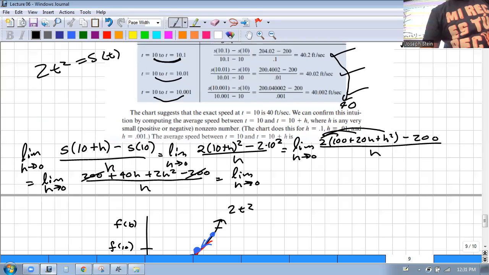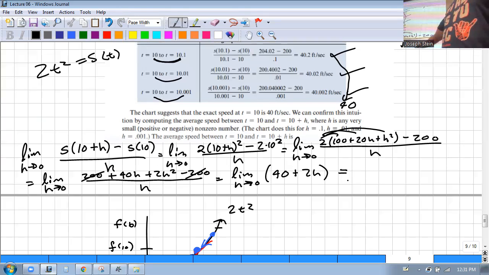Limit as H goes to 0. Everything has an H in it. 40H divided by H is just 40. 2H squared divided by H is just 2H. So we have 40 plus 2H. H is going to 0. So I'm just left with 40. Okay? That's how we do it.